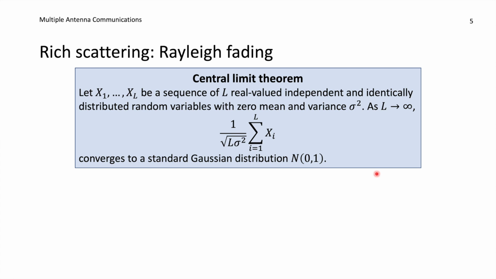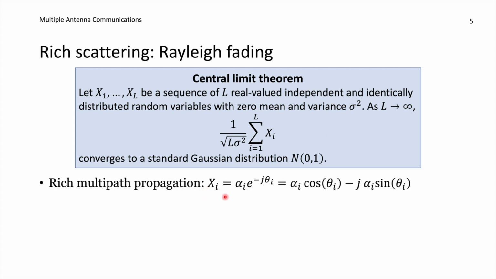We can apply this result to analyze multipath channels, where L is now the number of paths. So now suppose that xi is the contribution of the ith path, so we have an amplitude here, and we have e to the power minus j theta i. Both the amplitude and the phase might be random variables here, and we can split it up like this, having a real part and then an imaginary part.